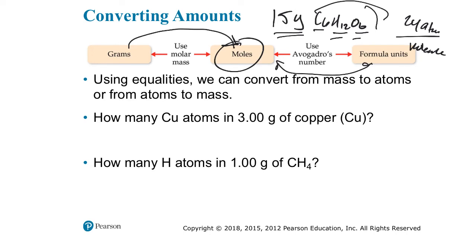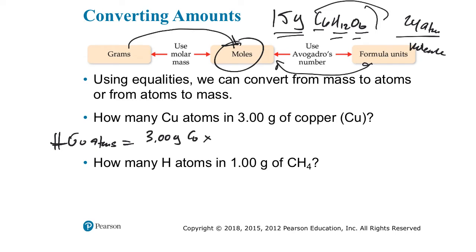Okay, so for this problem, we're going to need a periodic table. So daily quizzes, if you need a quick periodic table, there's some sample info there. Okay, so I want to know a number of copper atoms. We'll use dimensional analysis. We have 3 grams of copper.